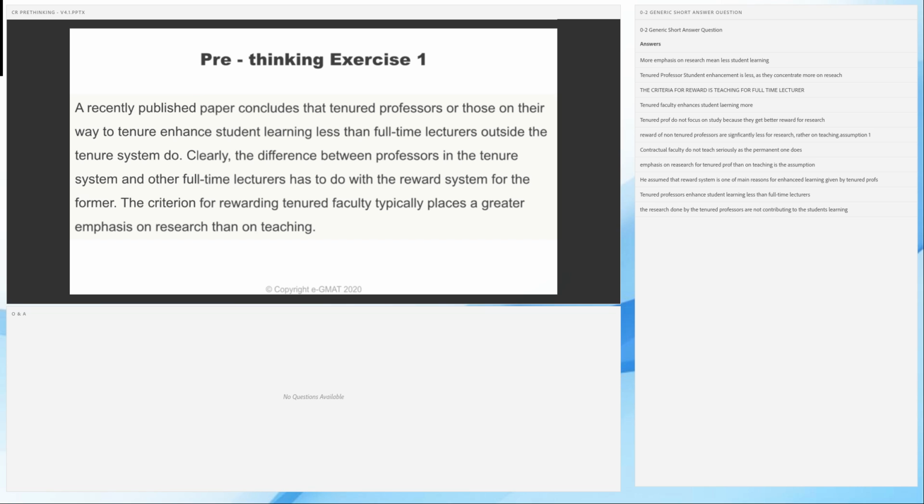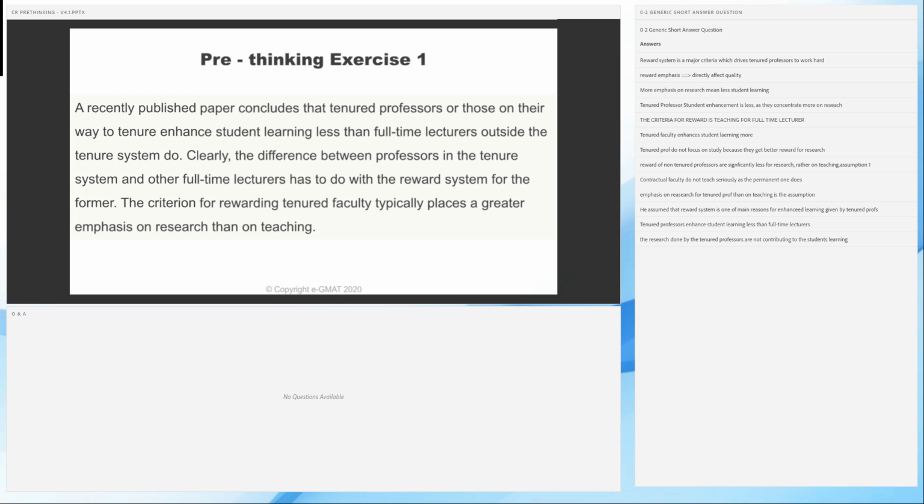When a broadcast results. So here you can see how people have answered. More emphasis on research means less student learning. Reward emphasis leads to directly affects quality. Tenured professors do not focus on study because they get better reward for research. Contractual faculty do not teach seriously as the permanent ones. This, I think, is opposite of what the research result says. Okay, reward systems are the main reasons for enhanced learning given by tenured professors. Actually, tenured professors don't do enhanced learning as per the argument.